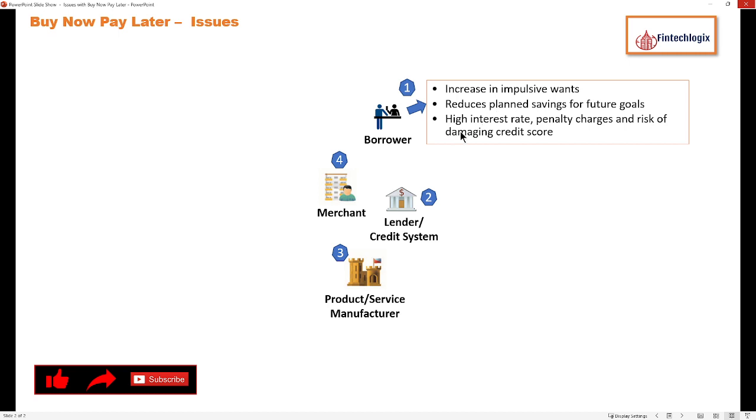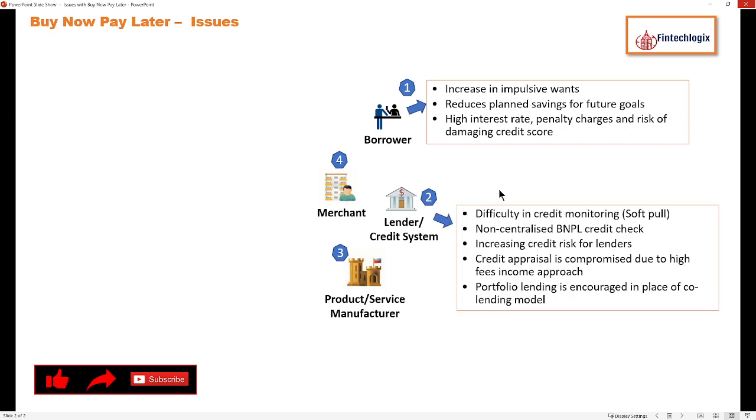The third one is about high interest rates, penalty charges and the risk of damaging the credit score. Now why can this happen? Because we should understand that BNPL is just a loan. So if the customer does not pay because of the high interest rate, or if they have taken multiple BNPL loans, then this is going to damage their credit history from the beginning of their employment period. This is also associated with a high penalty charge if the customer defaults, and obviously the interest rate is also quite high. That is not good for the borrowers.